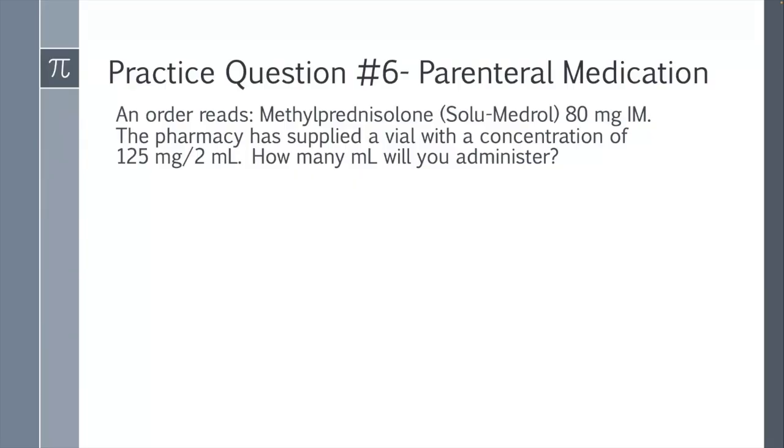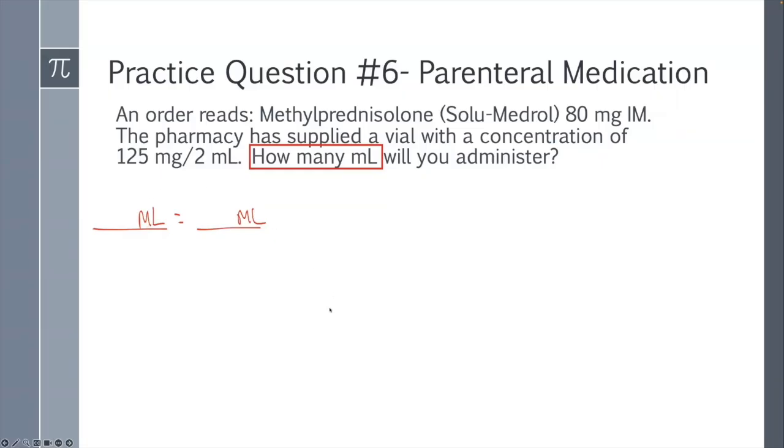Okay, so the order reads methylprednisolone, or Solu-Medrol, 80 milligrams IM. The pharmacy has supplied a vial with a concentration of 125 milligrams per 2 milliliters. How many milliliters will you administer? We know that our stem is milliliters, so let's see exactly what we're going to solve for. It's milliliters. We got our setup, milliliters, carried them over.